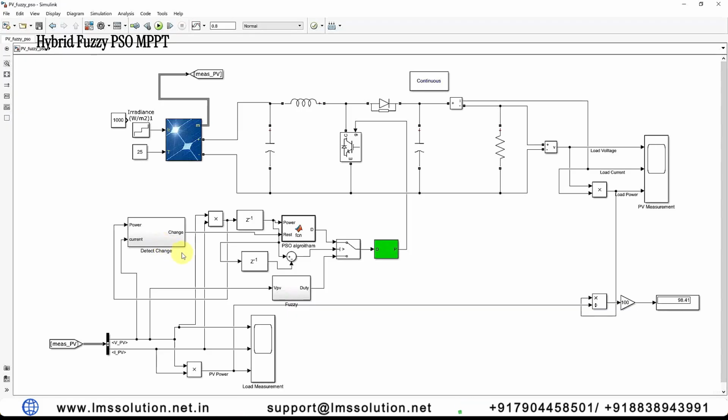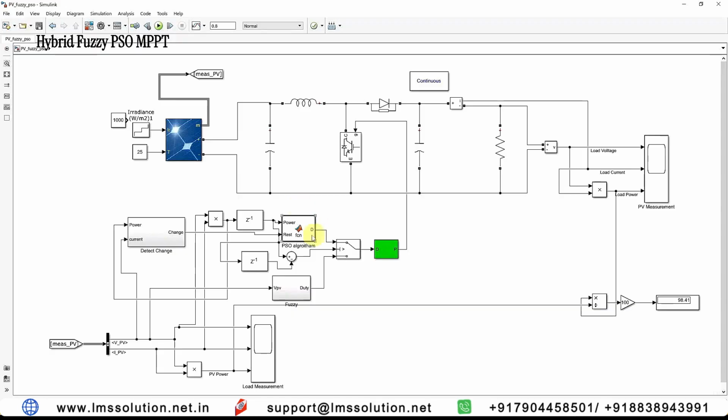Based upon the changes in the PV panel, we need to reset the PSO algorithm. What happens initially, for example, the PV panel operates in some operating condition like 1000 watts per meter square, 20 degrees Celsius. After some time, it changes to 800 watts per meter square. So what will happen when it changes to 800 watts per meter square? What do we need to change? We need to change the duty cycle in order to extract the maximum power during that particular condition, 800 watts per meter square. So for that, we need to reset the algorithm.